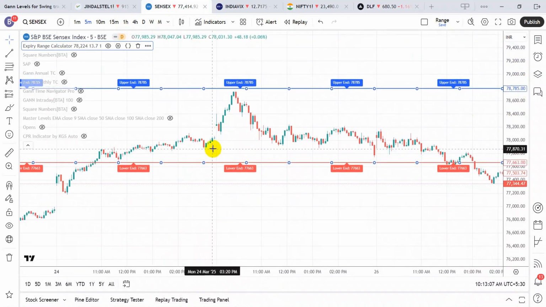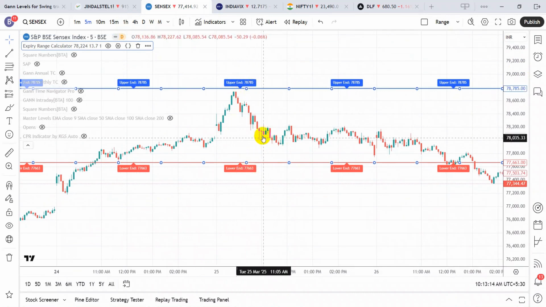See here. Even though the market opened gap up, we had a big rally, a big fall, and all that, but it was not able to breach the range of 78,785 to 77,663. So this is how you can use it, and it can be applied on weekly, monthly and daily expiries. If you're an option writer, then every day you can find the range, and if you are trading Bank Nifty monthly, then you can put the number of trading days and get the values.